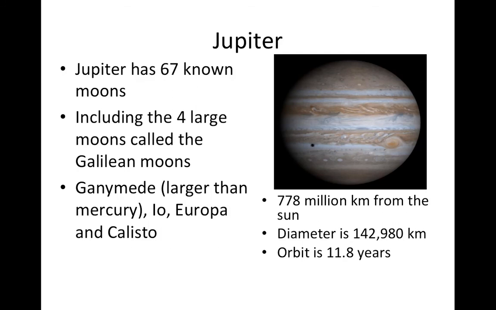Now, Jupiter has 67 known moons, including four large moons called the Galilean moons. These moons were discovered by Galileo himself. Ganymede, which is larger than Mercury, is the largest moon on Jupiter and in the entire solar system, and the rest are Io, Europa, and Callisto. These are the four large moons and the most well known moons of Jupiter.